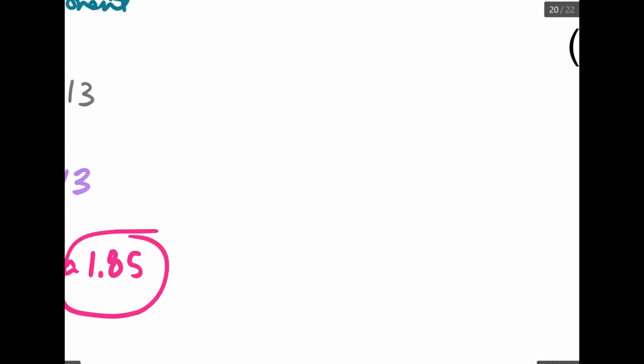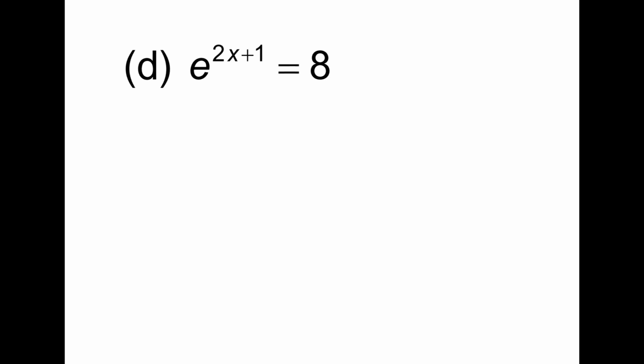Cool. Try out D, see if you can figure out how to do it. Okay, so I cannot write e to the power equaling 8. This is going to be some nonsense decimal, and I don't want to do that. So what I am going to do is take ln of both sides.